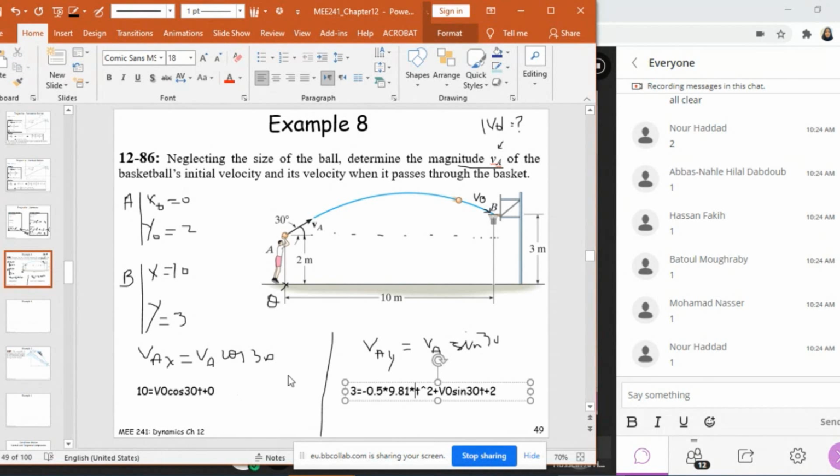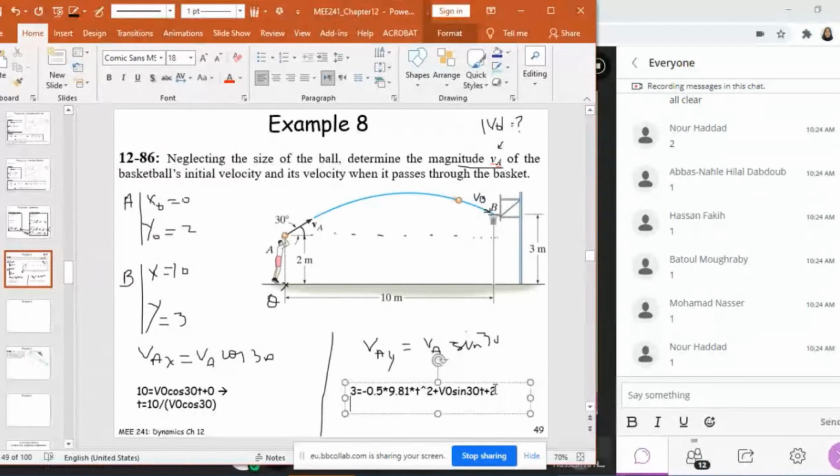So that's it, guys. I have two equations, two unknowns. What are these two unknowns? V0 and t. So what I'm going to do, you can solve it, of course, using your calculator, but what I'm going to do here is to find t in terms of v0. So what will be t? It is 10 over v0 cosine 30. All right? And then I'm going to replace this equation here in this equation.